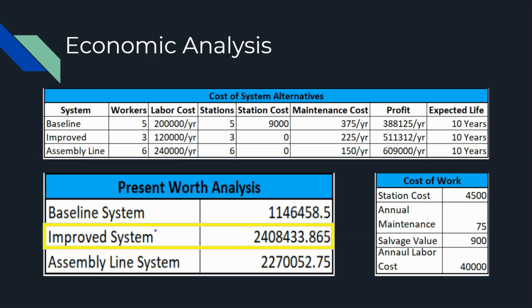Our economic analysis for this project was done using the cost of system assets, which in this case is the cost of a station, the annual maintenance per station, the station salvage value, and the annual labor cost per worker, as well as the profit generated in each system alternative. The company already had the necessary capital for 2 of the 3 possible solutions. Utilizing this information, as well as the expected life of the necessary equipment, which is 10 years, and the company-provided interest of 10%, we calculated the present worth of each system. In doing so, we found that financially the second alternative was the optimal solution.